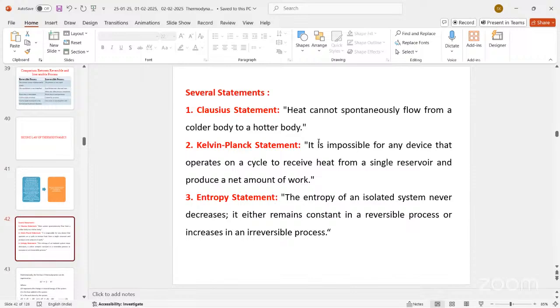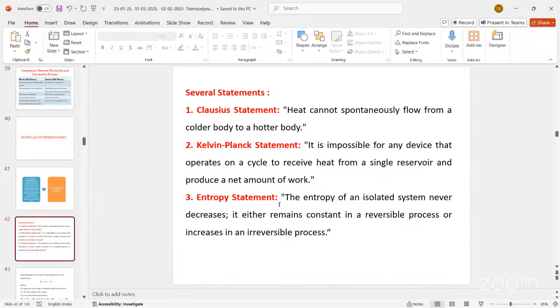These are the statements. The Clausius statement: heat cannot spontaneously flow from a colder body to a hotter body. The Kelvin-Planck statement: it is impossible for any device that operates on a cycle to receive heat from a single reservoir and produce a net amount of work.